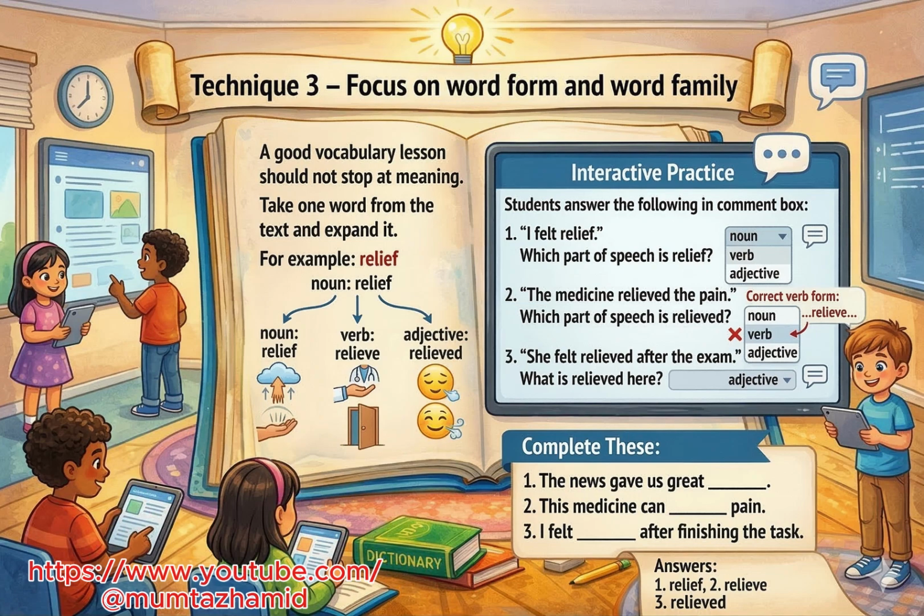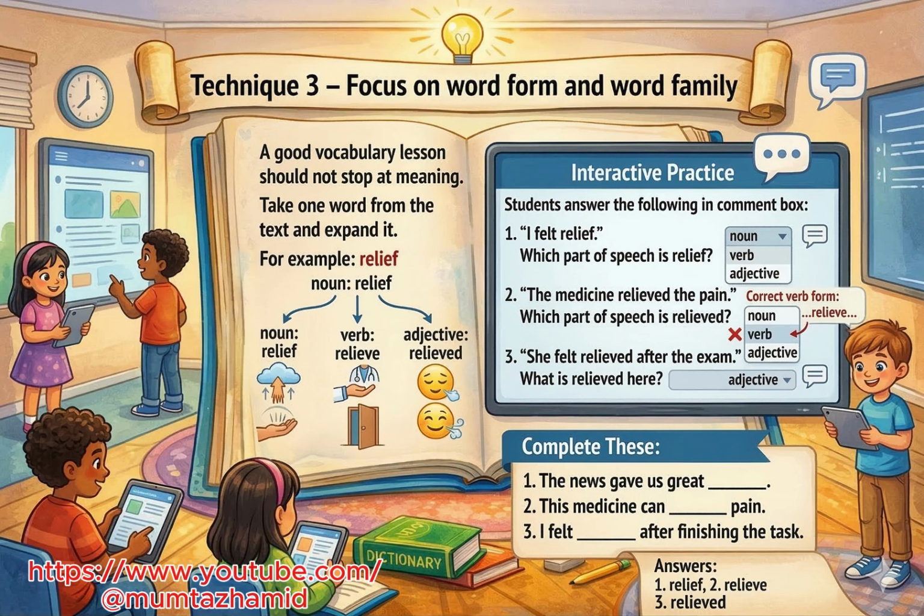Interactive practice. Complete these. 1. The news gave us great. 2. This medicine can pain. 3. I felt after finishing the task. Answers. 1. Relief. 2. Relieve. 3. Relieved. This is a practical way to connect vocabulary, grammar, and usage.